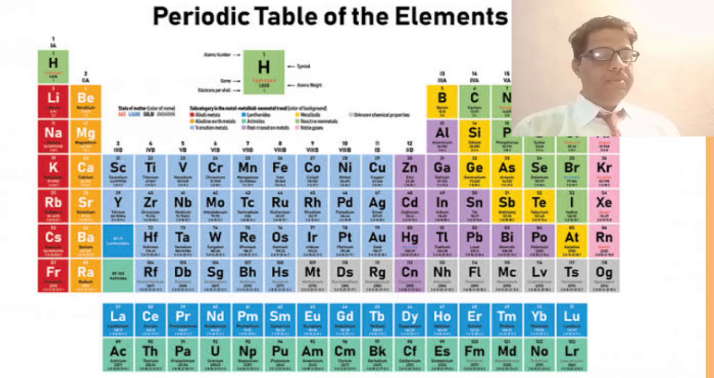So first we see the transition elements belong to the D block of the periodic table. As per IUPAC, the transition metal atom has an incomplete D subshell or it gives cations with incomplete D subshell.